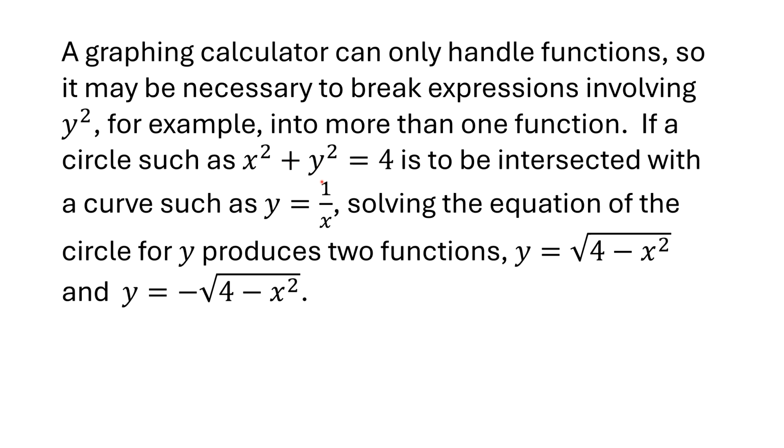So if I isolate y squared, I get 4 minus x squared, and I've got to take the square root. When I take the square root, I get two answers. I get y equals the square root of 4 minus x squared, and y equals negative the square root of 4 minus x squared. This would be the semicircle above the x-axis, and this would be the semicircle below the x-axis. So I have two different functions to load into my calculator just for this. And then I also have the third function.